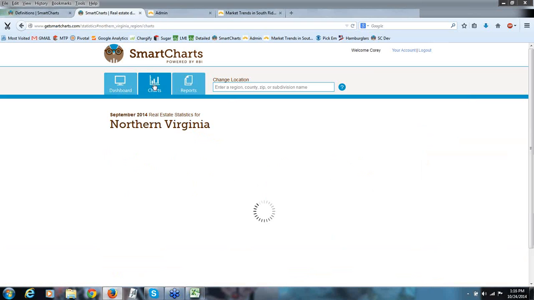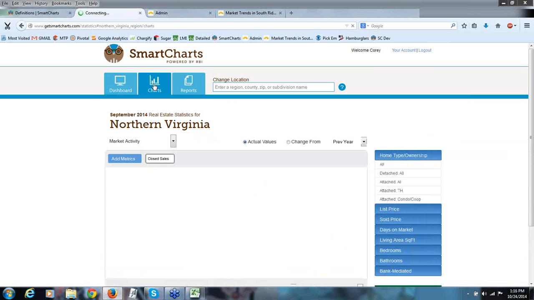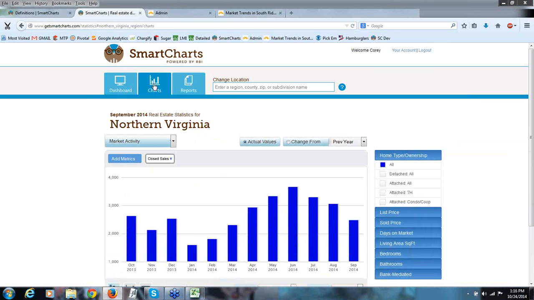Okay, so on the Charts tab, this is really the meat and potatoes of SmartCharts Pro. Granted, we do have a report section if you're in a hurry and you just want to print out a quick PDF that'll have your name and contact information to take with you, to complement your listing presentation. The report section, you can use that.